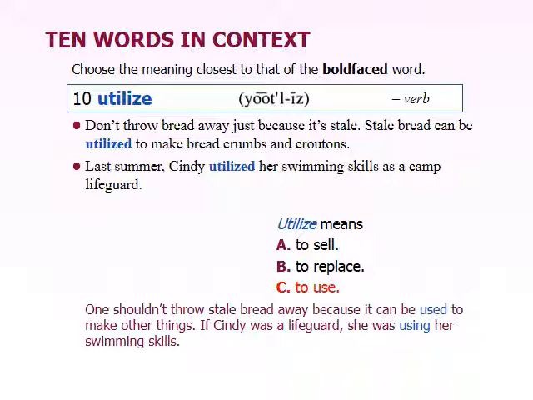So in the first example, when bread becomes stale, what that means is that after you have bread, it becomes hard, right? So it's not going to be good for making sandwiches, but it may be good for something else, for breadcrumbs and croutons. Croutons are those things that they put on salads, but the dried bread can be put to a good use. In the second one, Cindy utilizes her swimming skills, so she uses her ability to swim to be a lifeguard. So she puts it to a good use.